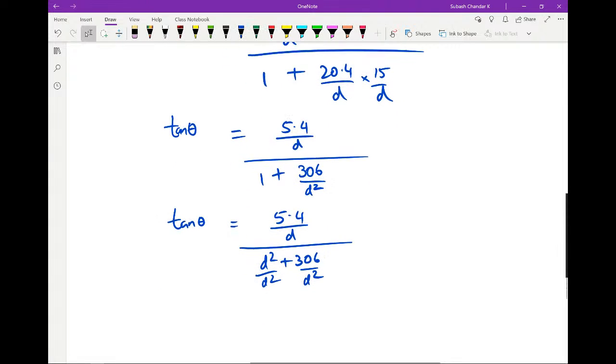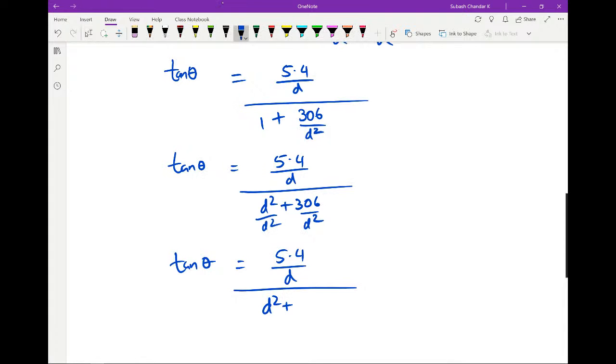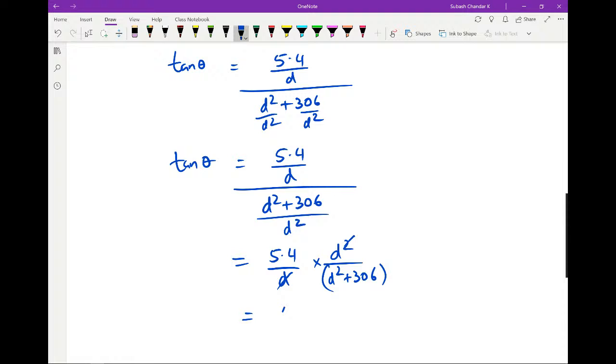As you can see, it just keeps going, this question. So we've got 5.4 over d, and the whole thing is divided by d squared plus 306 over d squared. And I'm going to kind of do this the old-fashioned way. So if it's divided, then it'll be cross-multiplied: d squared over d squared plus 306. So that d and d cancels out, and we're left over with 5.4d over d squared plus 306.